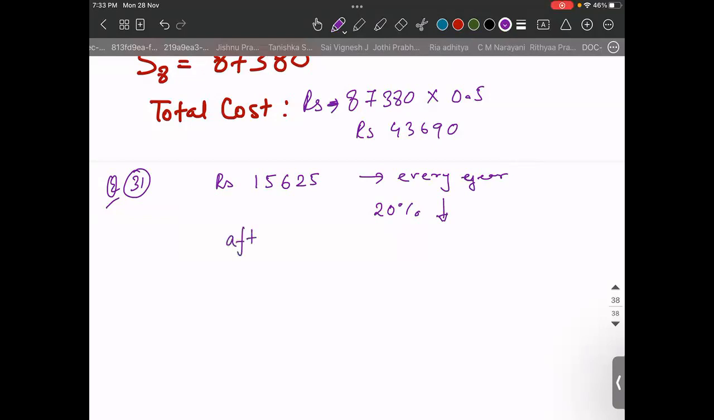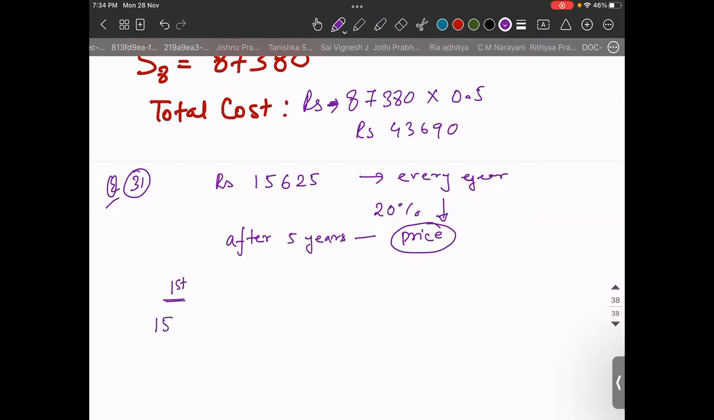After 5 years, what will be its cost? Do it and tell me. So after 5 years, what will be the price? See, every year it is getting decreased. So in the first year, what will happen? The price will get decreased.